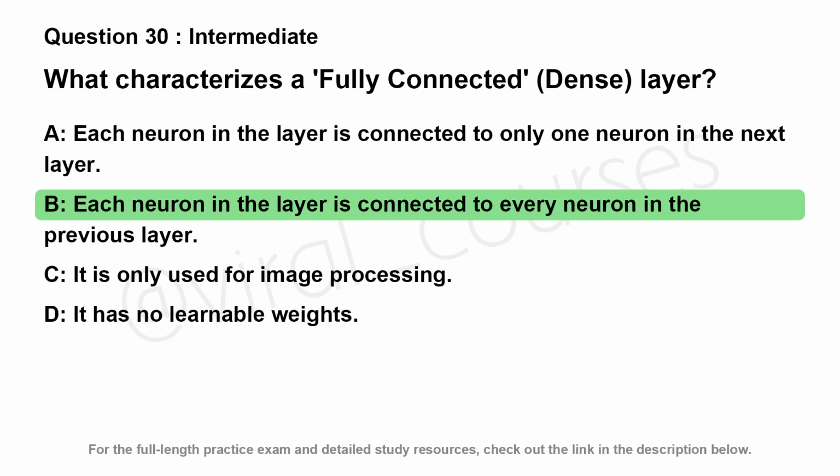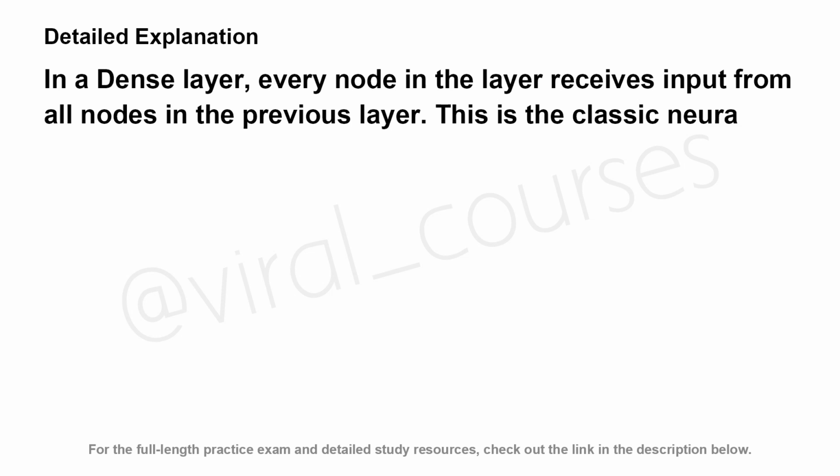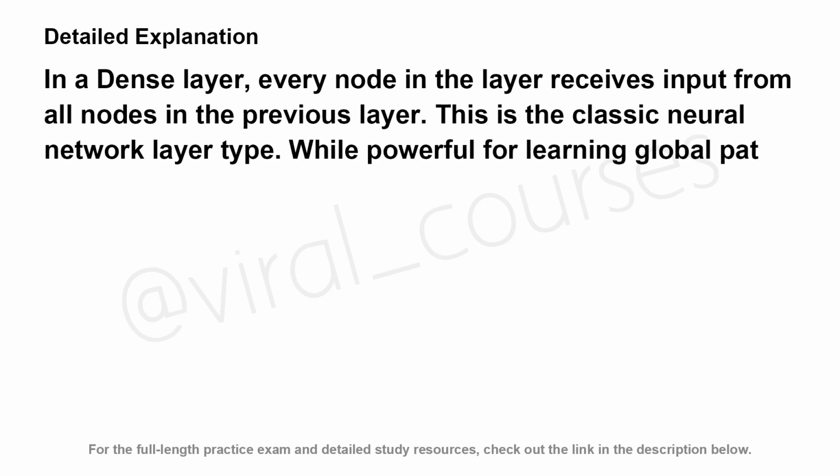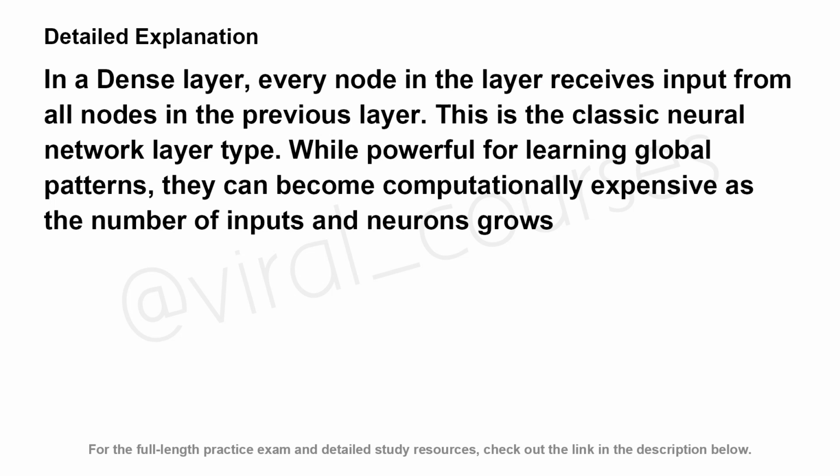The correct answer is B. In a dense layer, every node in the layer receives input from all nodes in the previous layer. This is the classic neural network layer type. While powerful for learning global patterns, they can become computationally expensive as the number of inputs and neurons grows.